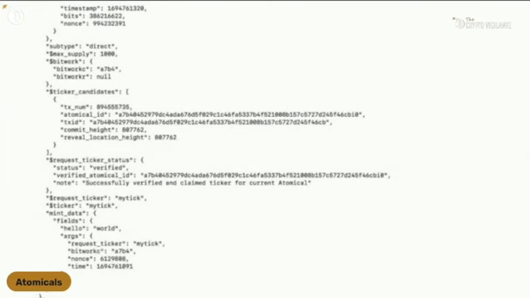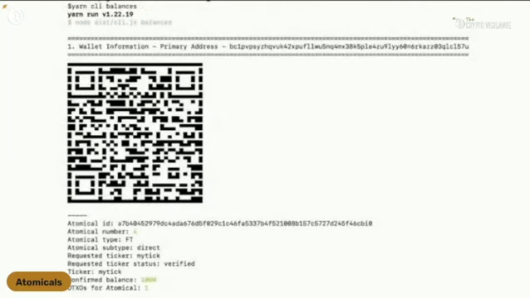Once we've minted through the process I've already shown before, you can now see that you have the same ticker, myTick. It says the ticker candidate. This is a verified and claimed ticker for the current Atomical. And this is a fungible token Atomical with a total supply that's listed, and it's in the direct mint mode. And so we can do balances. Doing a balance, you can see the primary address locally, and we can see here we have the Atomical ID, the confirmed balance. We have a number of UTXOs that sum up to the confirmed balance and the ticker you own.